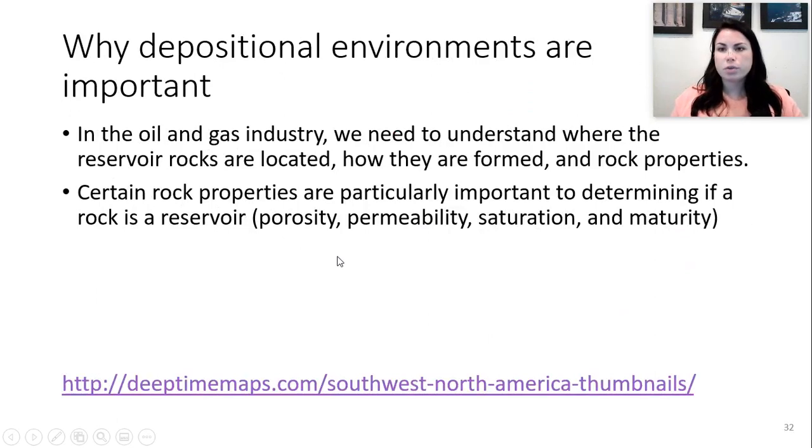Okay, so why do we care so much about depositional environments? Part of my background is working in the oil and gas industry, and we have to use these tools to tell us about the past in order to understand where oil and gas resources are. We need to understand where our reservoir rocks are, how they formed, and what those rock properties are. Certain rock properties are important in how they carry oil or hold onto hydrocarbons and how we can produce them. Some of these include porosity, permeability, saturation, and maturity.